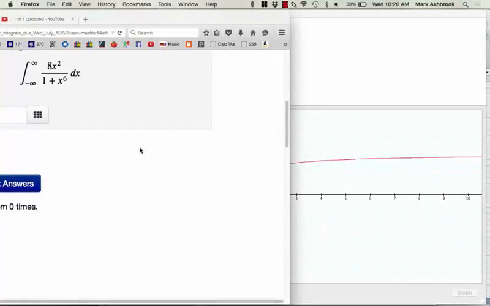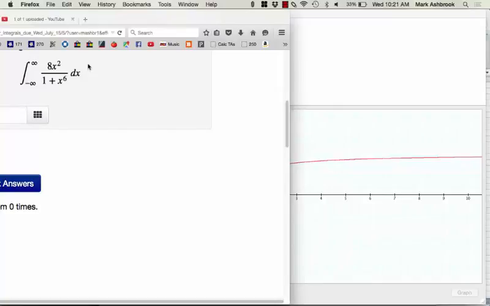Okay, so first we need, so we've got something that we don't really recognize here. It's not undoing the chain rule. So what would the numerator have to be if it was undoing the chain rule? What would the numerator have to be to have undoing the chain rule?